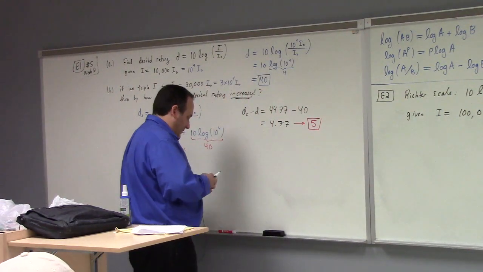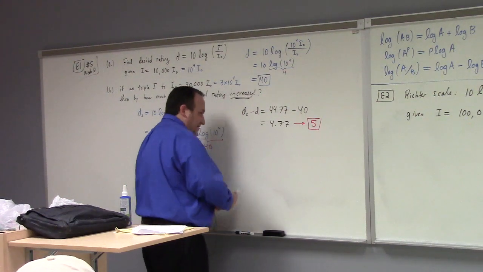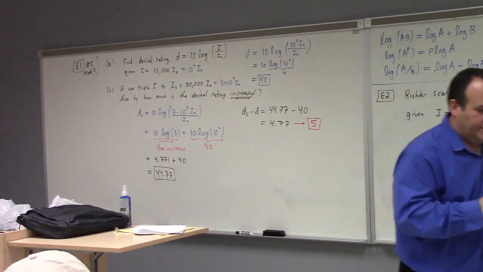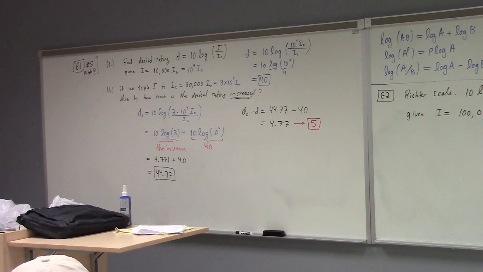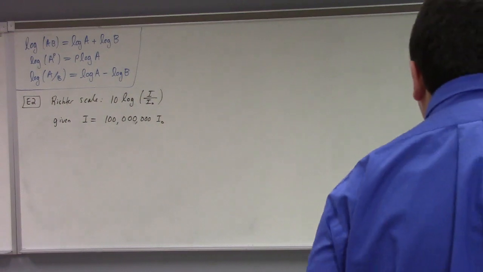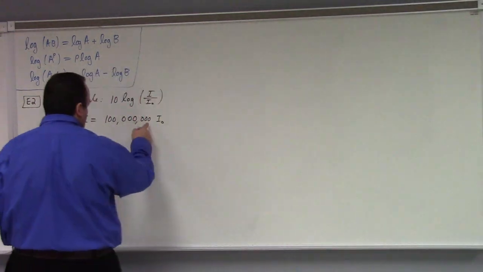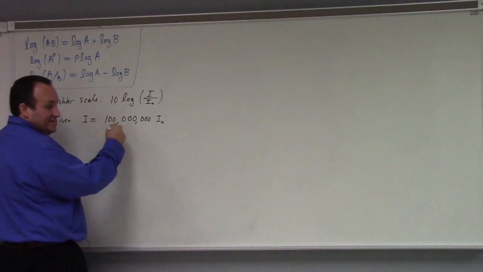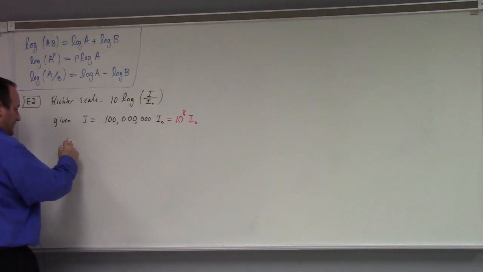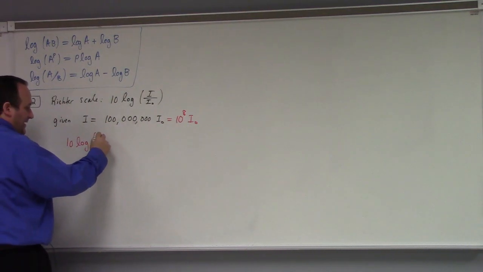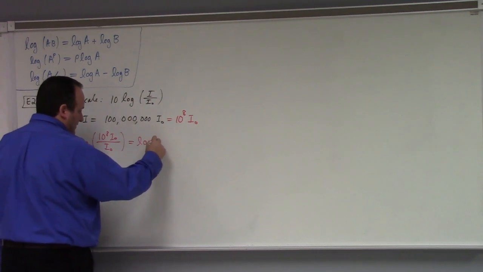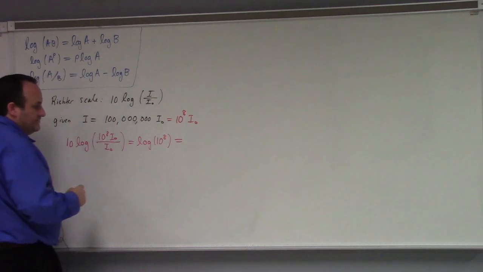We just need to calculate that. Now, before I do the calculation, let me make my life a little bit easier. What is this? This is 1, 2, 3, 4. Oops, I'm counting off the screen. You guys know I'm my own worst cameraman. Watch me on this. All right, so we've got how many powers of 10 here? 1, 2, 3, 4, 5, 6, 7, 8. This is 10 to the 8th I naught, right? So if I calculate 10 log of 10 to the 8th I naught over I naught, the I naughts cancel again, right? And we've got log of 10 to the 8th, which is just equal to what?